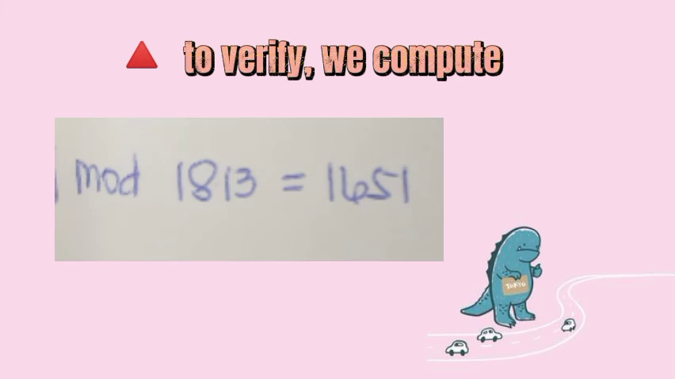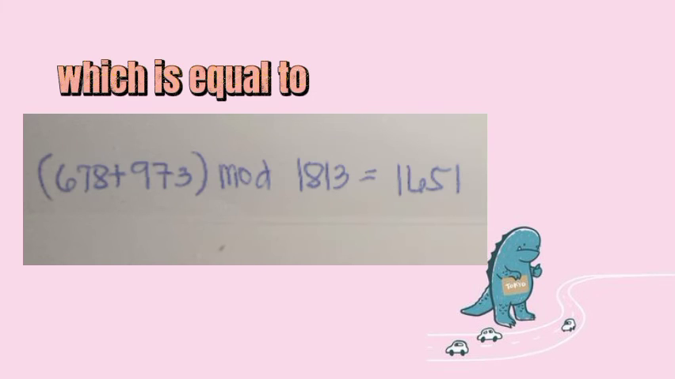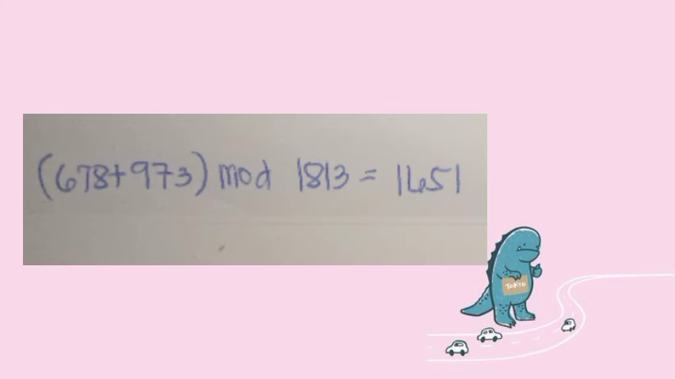mod 1813, which is equal to 1651, which is equal to 678 plus 973 mod 1813, which is equal to 1651.